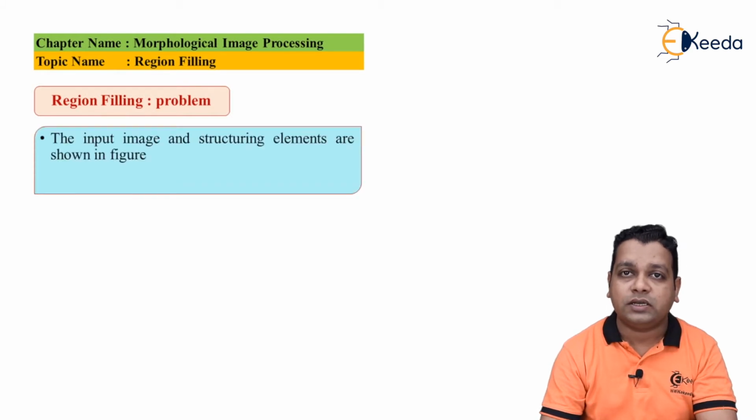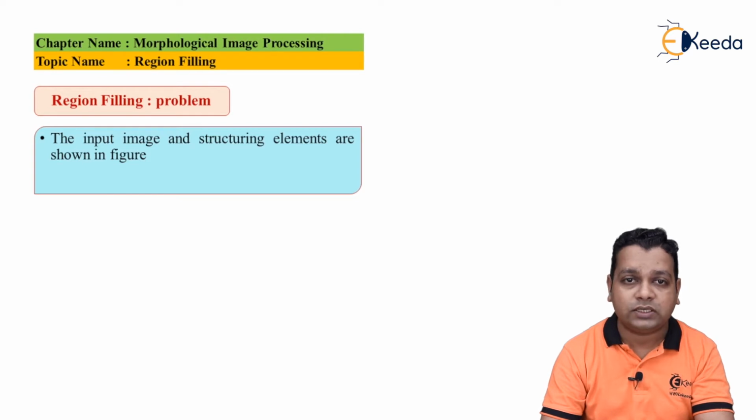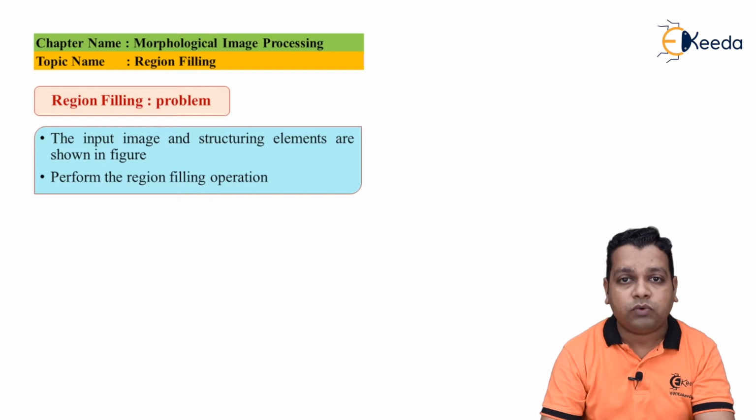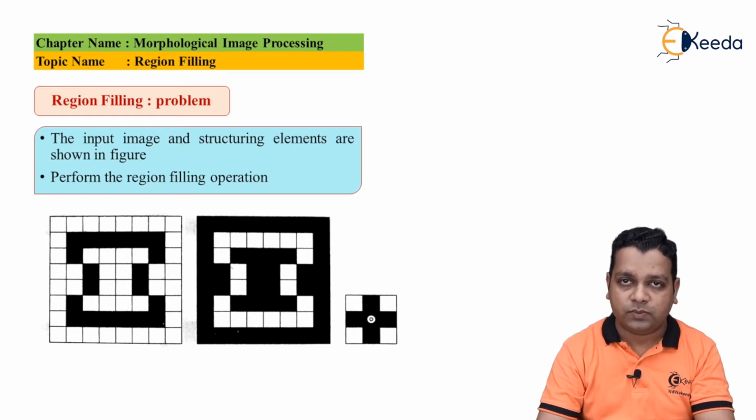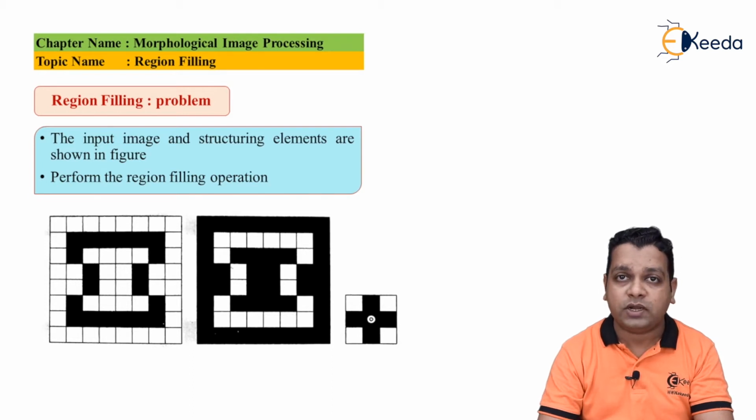Now let us address a region filling problem. Here the input image and the structuring element can be shown with the help of the figure, where we perform the region filling operation. On the left hand side we have a structure that represents the input image. In the middle we have the complement of the input image, whereas on the right hand side we have a symmetric structuring element represented by capital B.